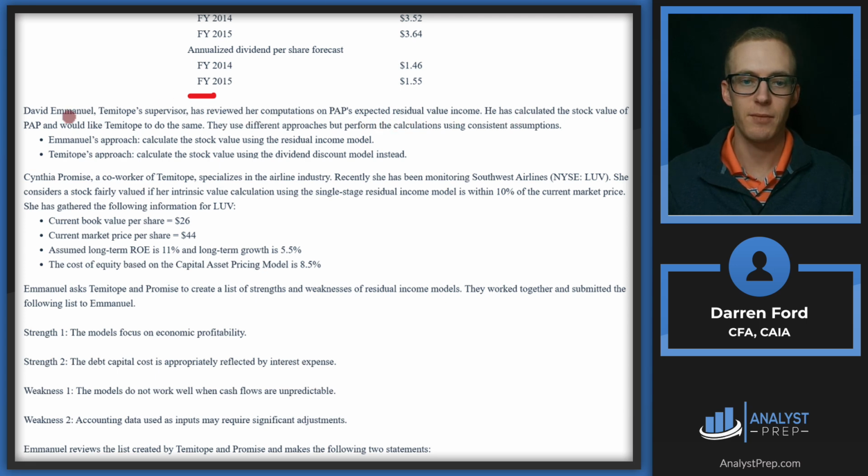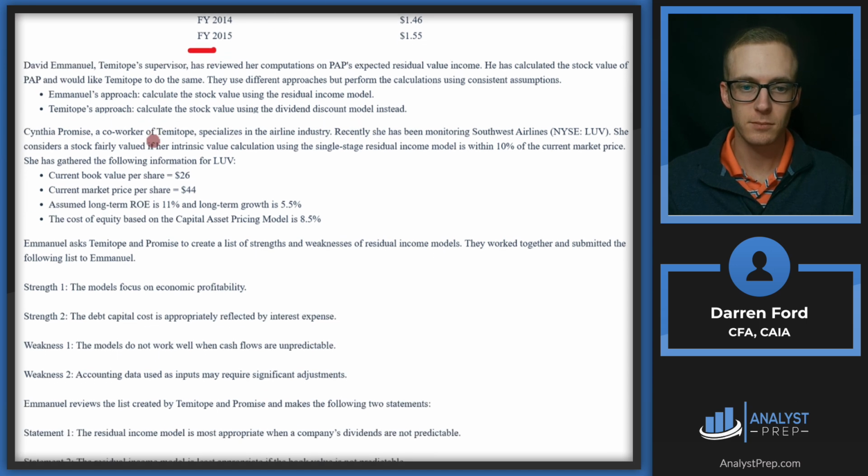He has calculated the stock value of PAP and would like Temitope to do the same. They use different approaches but perform the calculation using consistent assumptions. Emanuel's approach: calculate the stock value using the residual income model. Temitope's approach: calculate the stock value using the dividend discount model instead.